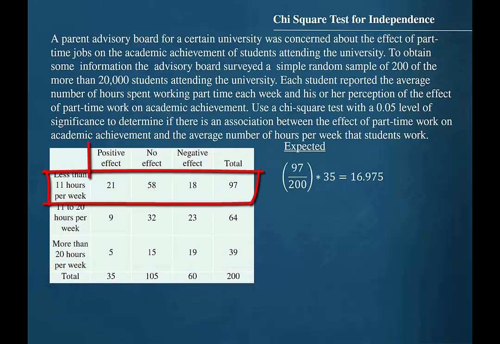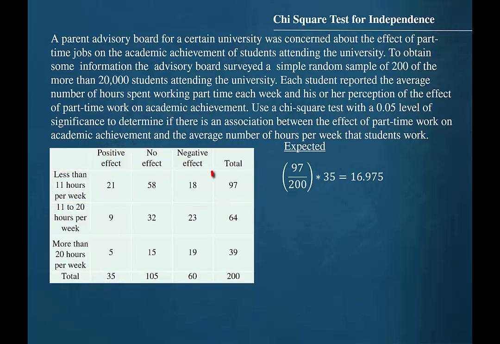The expected value for the cell that is positioned in row 1, column 1, will be found by dividing the sum of row 1, 97, by the grand total, 200, and then multiplying that by the sum of column 1. So the expected value for those who work less than 11 hours per week and indicated on the survey a positive effect is equal to 16.975.